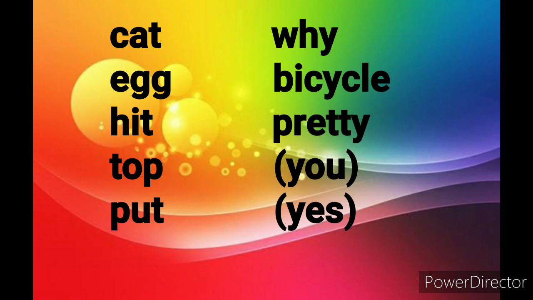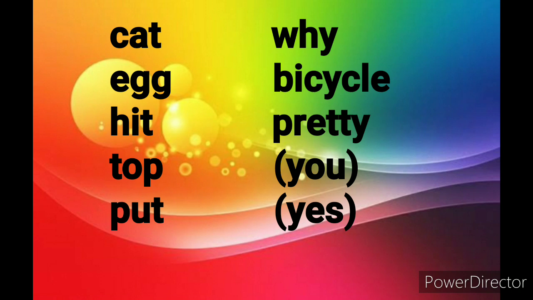Now I said Y is a special vowel. That's because sometimes it is a vowel and sometimes it is a consonant. Now let's look here. In the word Y, it sounds as if I. Y. So it is a vowel.